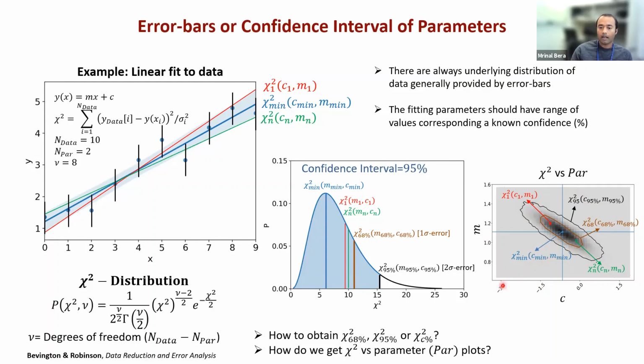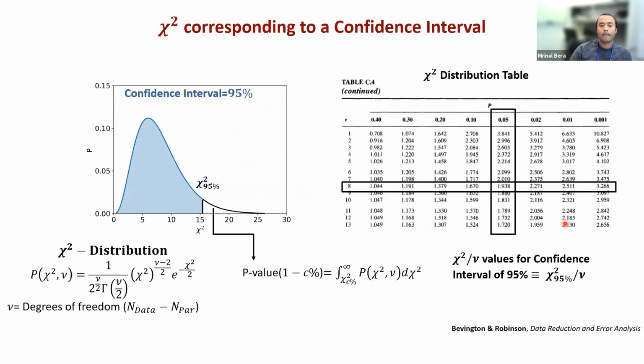Another thing you have to get is what is the chi-square corresponding to this confidence interval, like 95%, 68%, how to get that kind of chi-square value which corresponds to this. And that comes out from this distribution itself, which I will show in a later slide. So we need to determine 2 things: the chi-square corresponding to the confidence interval which we want, and the chi-square versus parameter plots like this. These are the 2 things we need to get the error bars.